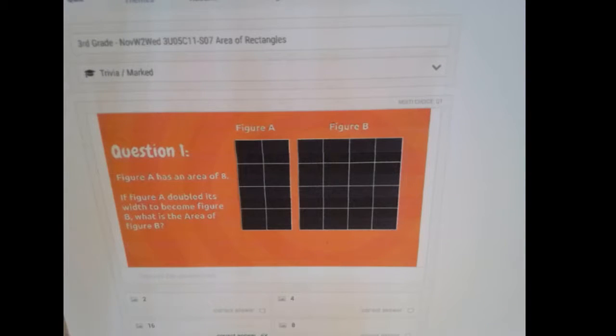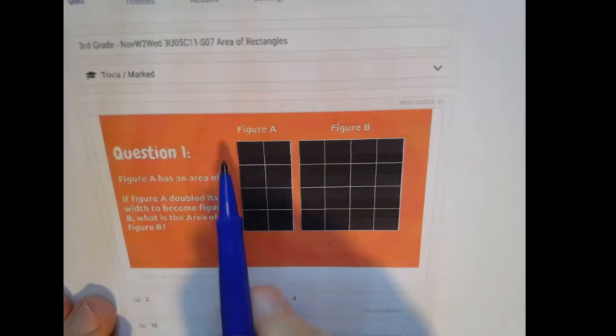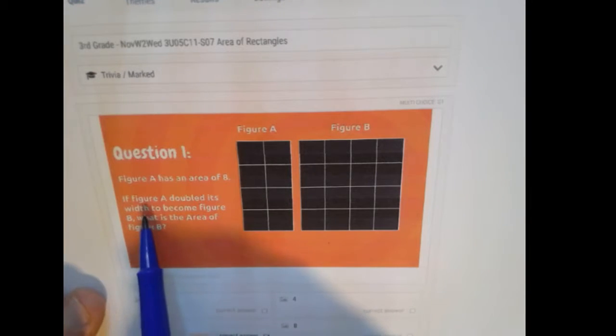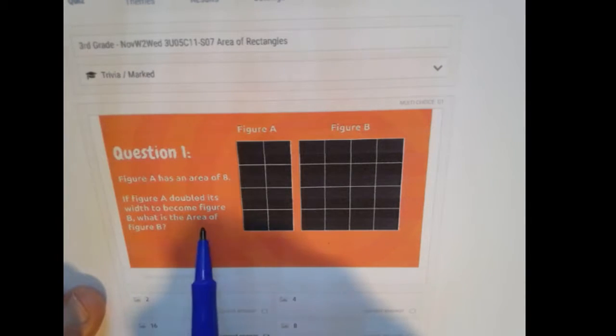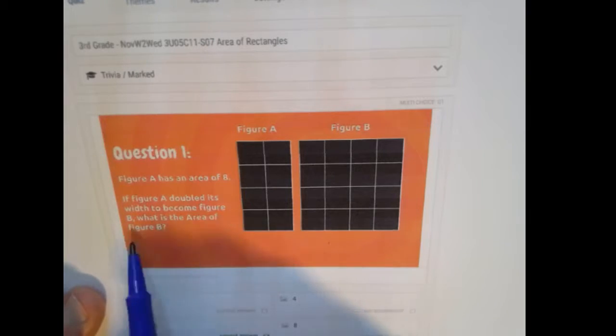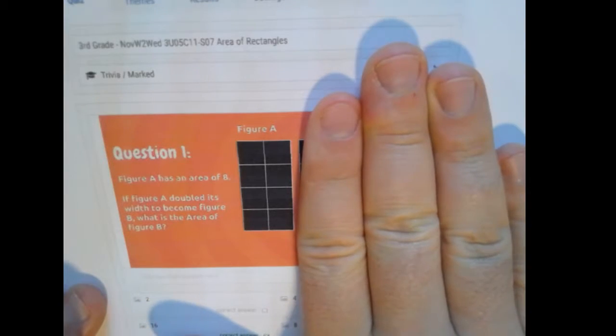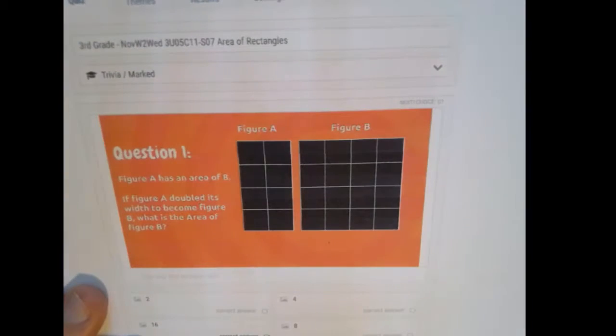Hello, welcome back. We are looking at more area type problems, area of rectangles. Here we're given a rectangle A and rectangle B. So if A were to double its width to become figure B, so it starts as figure A and then it grows in size. It becomes twice as wide to turn into figure B. So it asks, what is the area of figure B?